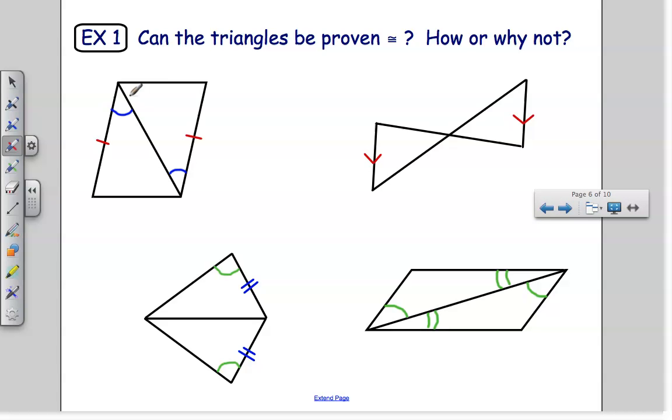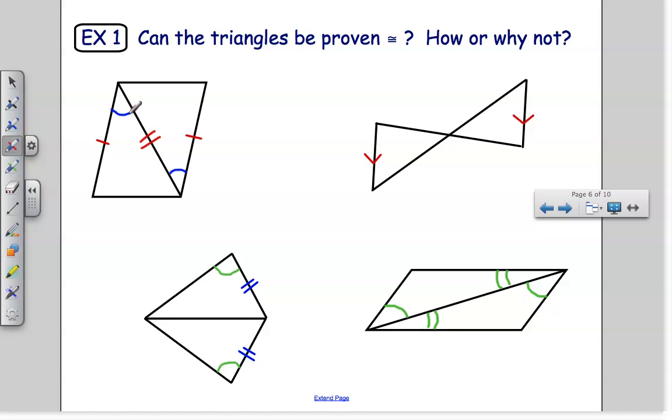Alright, what about here? We got two triangles. One pair of sides is congruent. One pair of angles is congruent. But what else? Don't they share this side? So I can put two tick marks there. Is there a valid congruent shortcut that works?